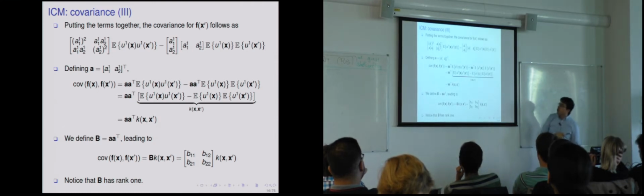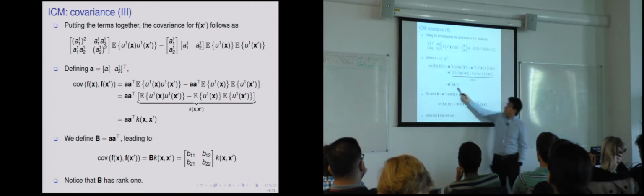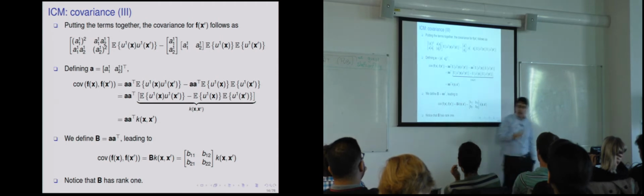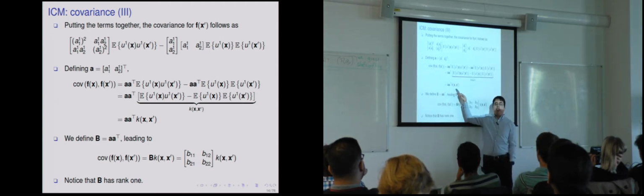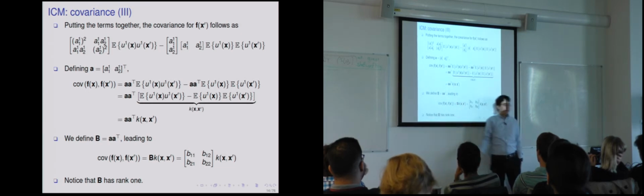So the final expression that I get is that the covariance of this vector valued function is going to be an outer product times the covariance function of the latent process. Is that clear? All right.